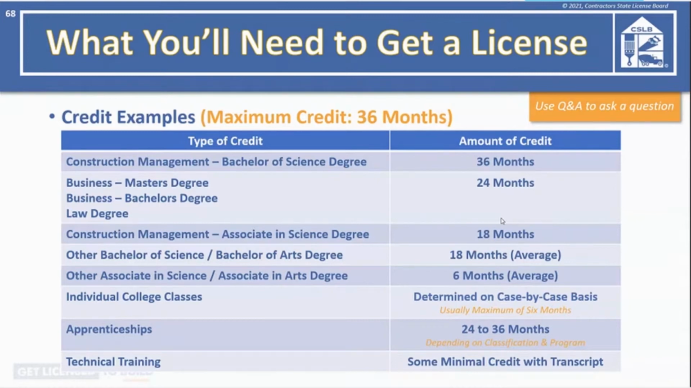What is the current processing time for a C27 landscape license? Our processing times are the same for all of our licenses for all classifications. You can go on our website and look to see what our processing times are. Enter "processing times" in the search engine, and it will take you to a list where you can see what receive date we are working on now.